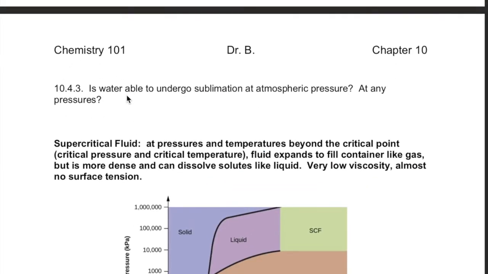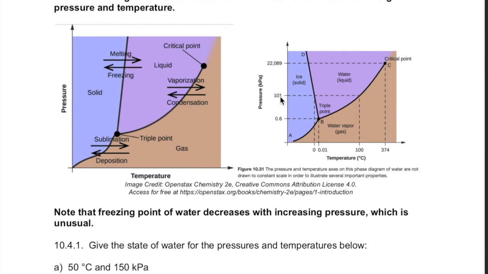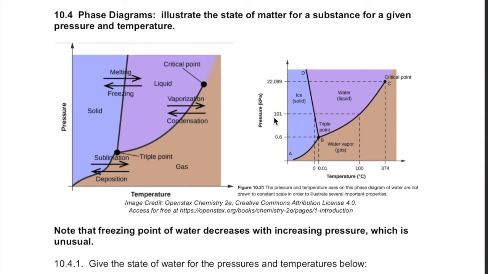All right, our next question is asking whether water is able to undergo sublimation at atmospheric pressures. So atmospheric pressure is this pressure here, about 100 kilopascals. And you can see that water goes from solid to liquid and from liquid to gas. It does not go from solid directly to a gas at this pressure.